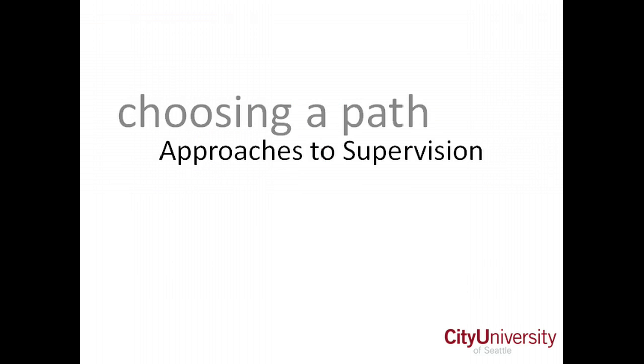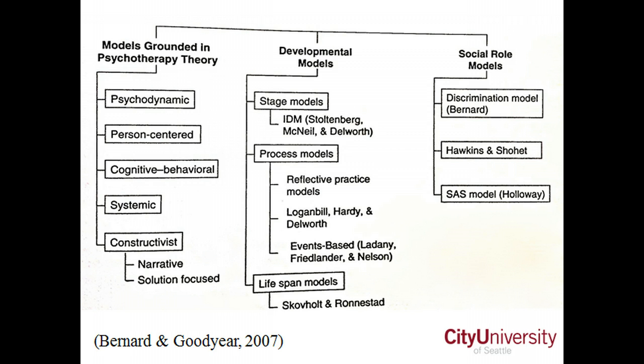Okay, we've looked at the goals of supervision, the roles of the supervisor. Now we're going to look at approaches to supervision. This is choosing a path. The models you see up on the screen before you were taken from the Bernard and Goodyear text, looking at the very specific kinds of supervision models that one can choose to take.